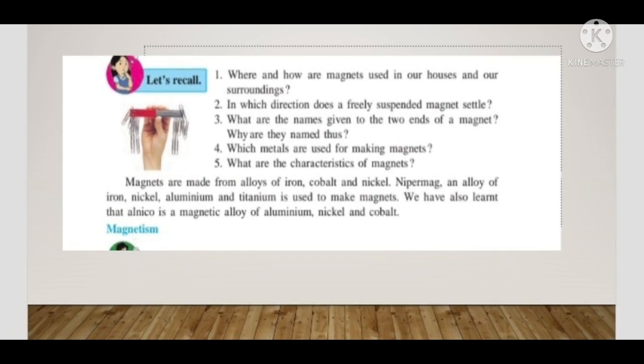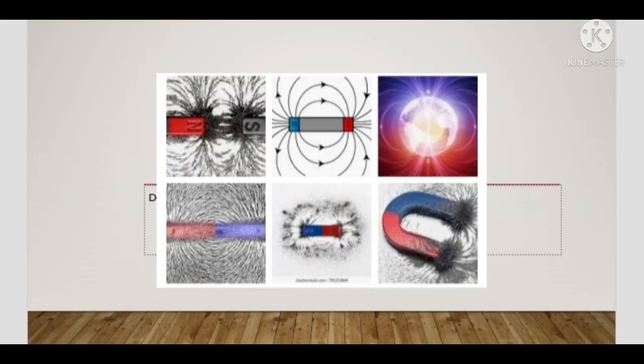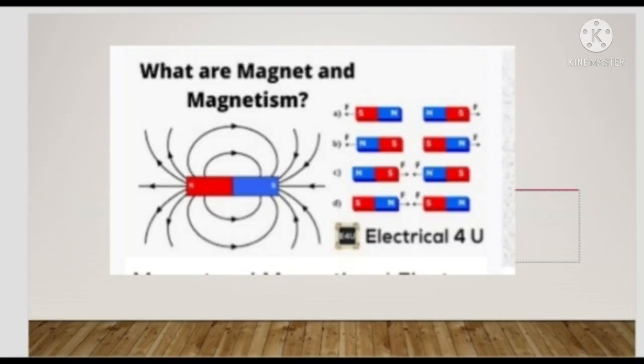Magnets are made up of alloys of iron, cobalt, nickel. Nipermag, an alloy of iron, nickel, aluminum and titanium, is used to make magnets. We have also learned that alnico is a magnetic alloy of aluminum, nickel and cobalt. Magnetism. So we can take two activities: apparatus, steel bar, bar magnet, iron filings and thread.